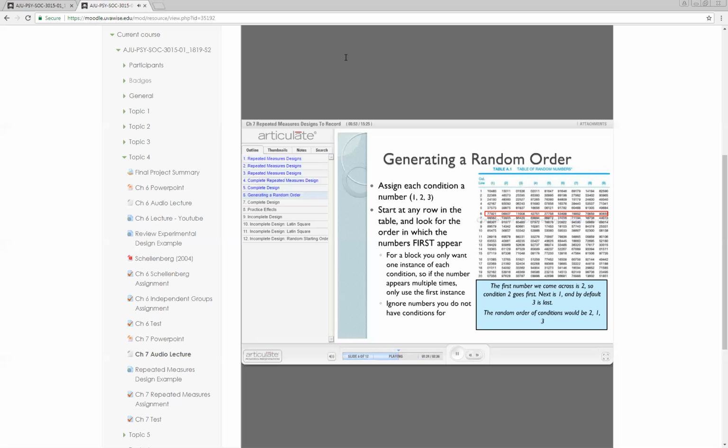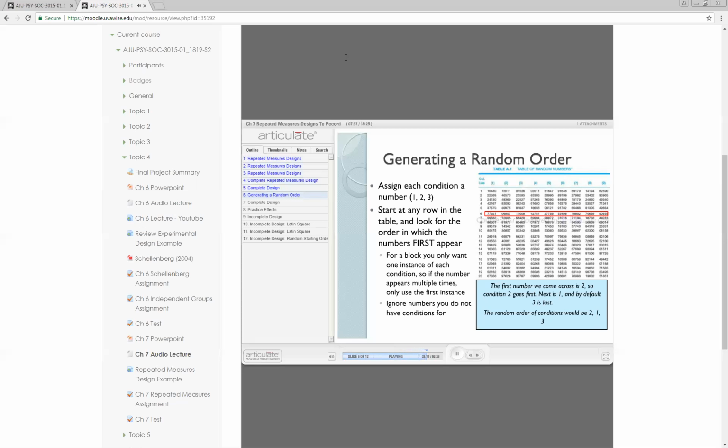Let's say we start at row 6. We're going to go across. Our first numbers are 7, 7, 9. None of those are assigned to conditions, so we ignore them. 2. We've determined that one of our conditions is number 2, so that condition is going to go first. The next number we come across is number 1, which means that condition 1 is going to go second. And then, since we only have 3 conditions, either we can keep going until we come across a 3, which doesn't happen until column 6, or we know that there's only 3 conditions. If we're doing this by block, the third condition must be the third one. So the random order of conditions for this block would be condition 2, and then condition 1, and condition 3.